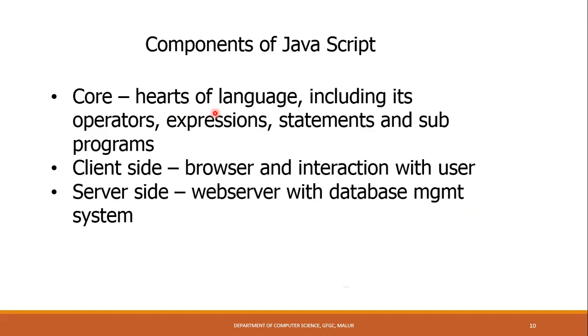Like other programming languages, if you want to add two numbers, we don't directly give 5 plus 3. We will store 5 in a variable called a, 3 in a variable called b, and we will say sum equal to a plus b. So that is the expression we form. And the statements we use and the subprograms. Statements means here also you have if statement, for loop, while loop, everything is there. So all those things we call it as core concept, core.